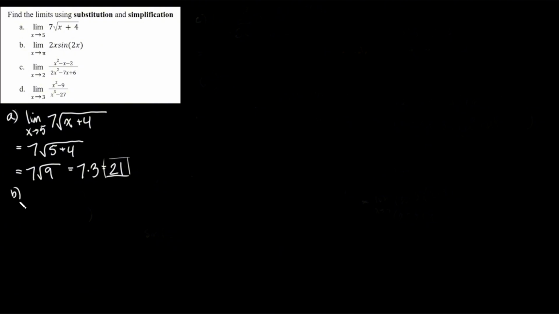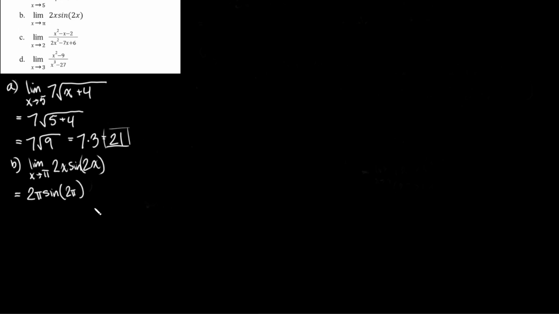For part B, we have to take the limit as x goes to pi of 2x sine of 2x. In this case, we can also just plug it in. I'll plug in pi for each of these x's. So it becomes 2 pi sine of 2 pi. I'll put the parentheses just for clarity. And so we just need to evaluate what sine of 2 pi is.